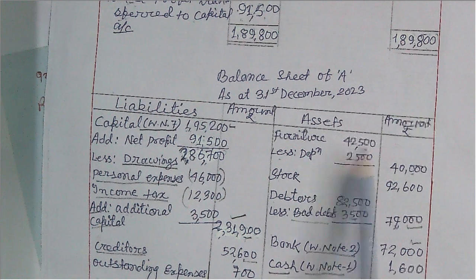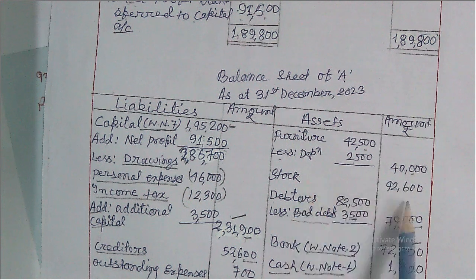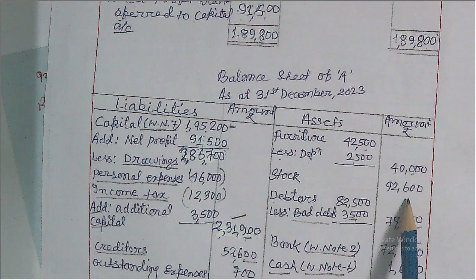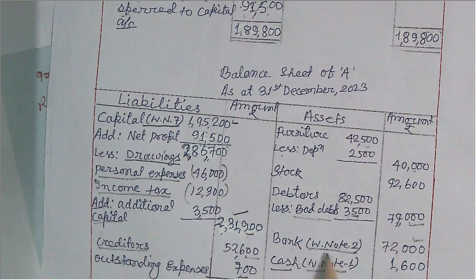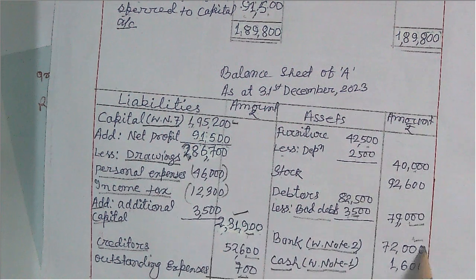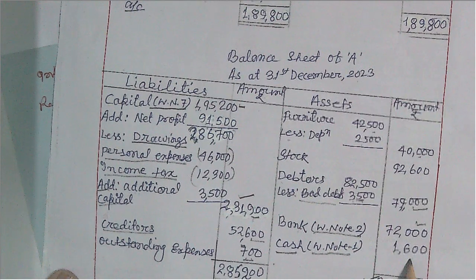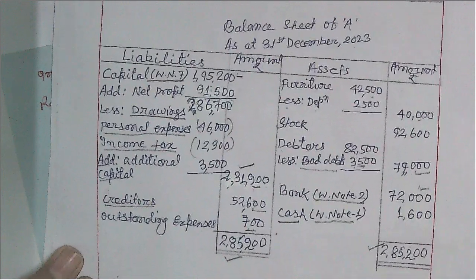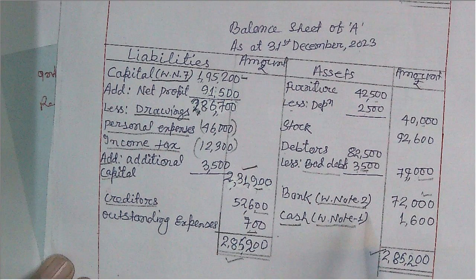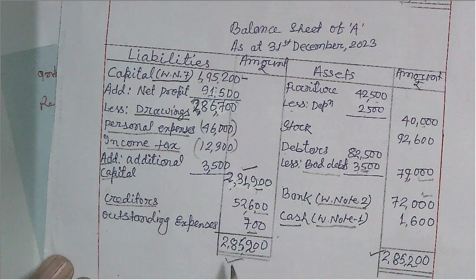Okay, so 42,500 furniture, 2,500 minus, so 40,000, and closing stock is given 92,600, and this is the debtors minus 79,000. Bank account working note number 2, 72,000 balance is obtained, and cash account 1,600 balance is obtained, working note number 1. So this is your final account of trading account, profit and loss account, and balance sheet. It is prepared. 2,85,200, 2,85,200, both sides the figures are equal.